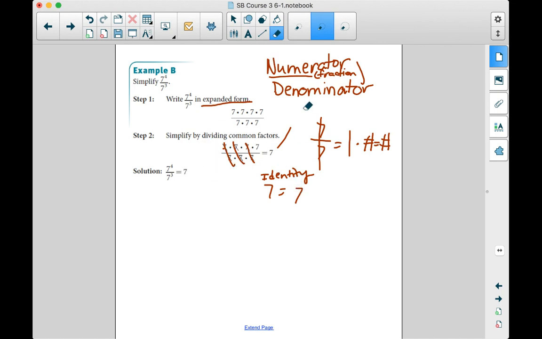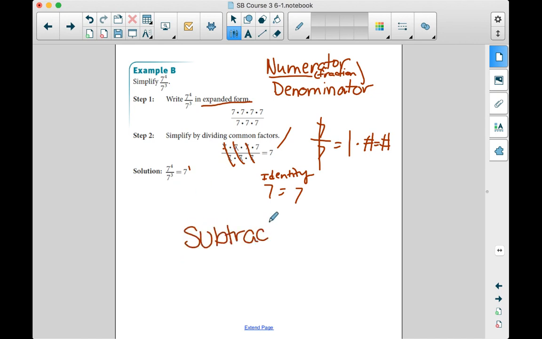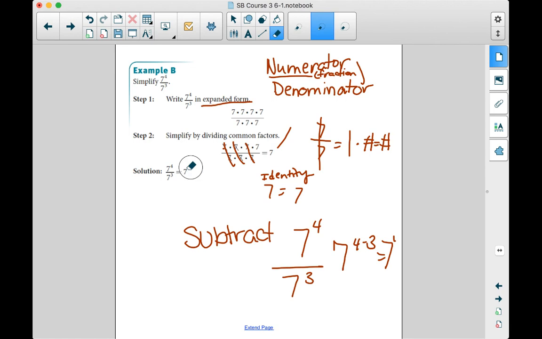So right now, looking at what we just did, how would you go from 4 to 3 to get 1? I want you to think for a minute. That's right, you would subtract. So 7 to the power of 4 divided by 7 to the power of 3, you would do 7, 4 minus 3, because they all cancel out there, and then you would get 7 to the power of 1, which is the exact same thing as just saying 7.